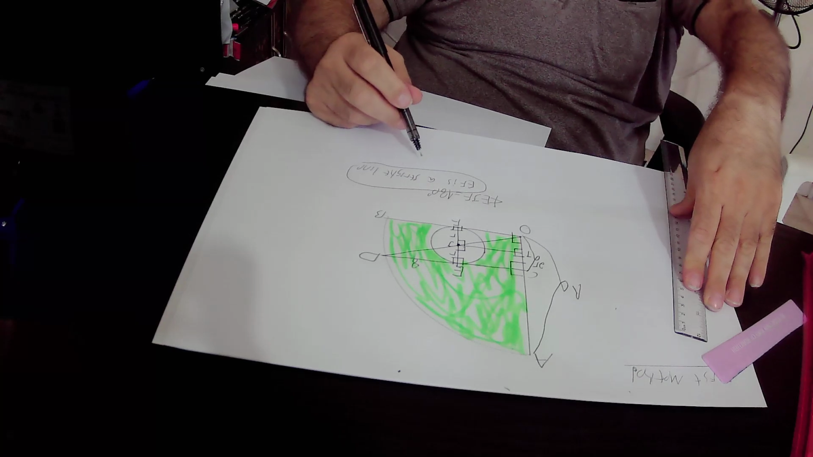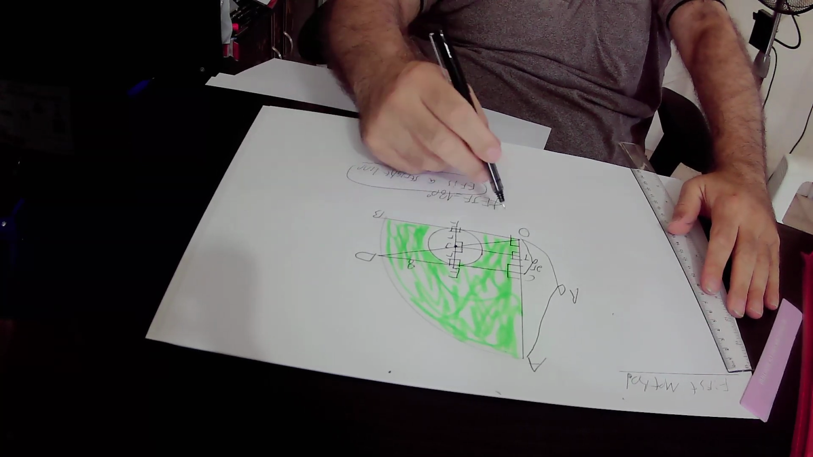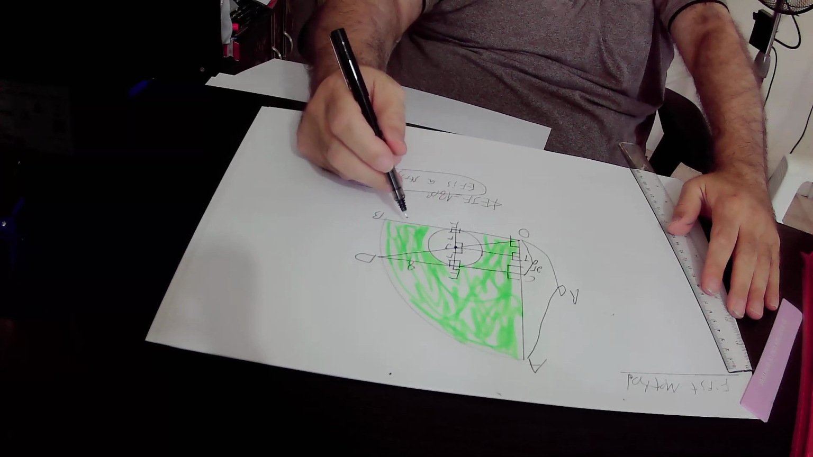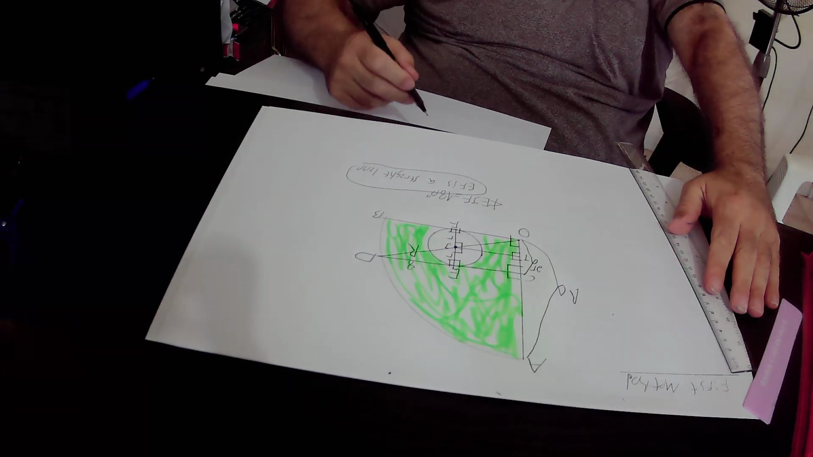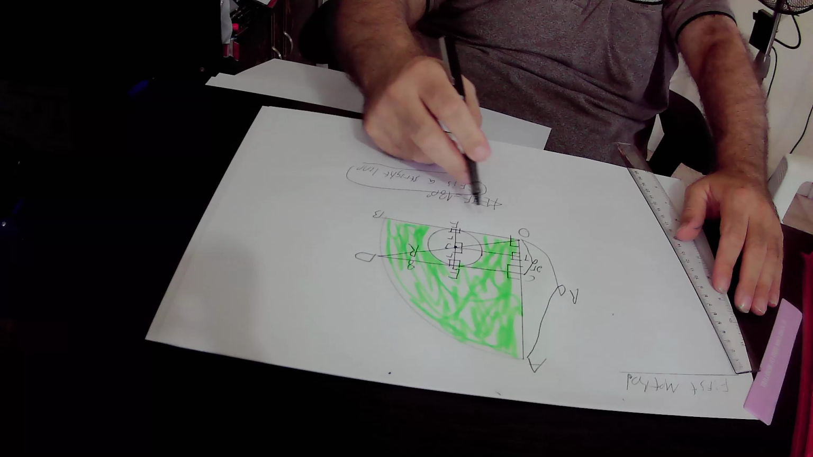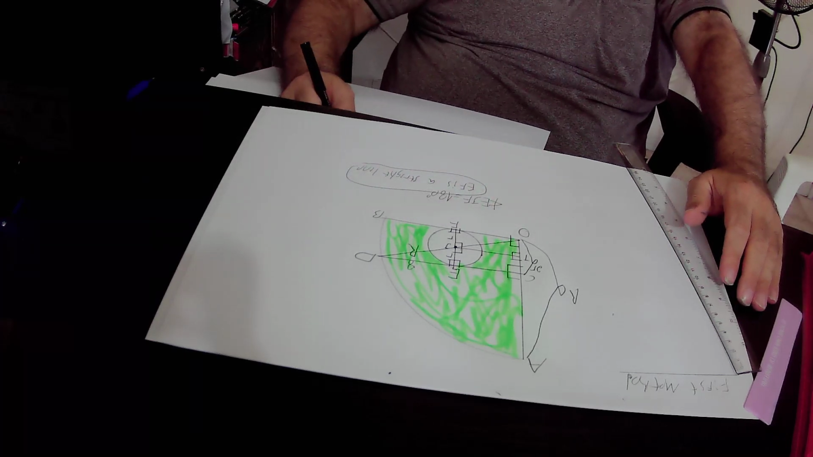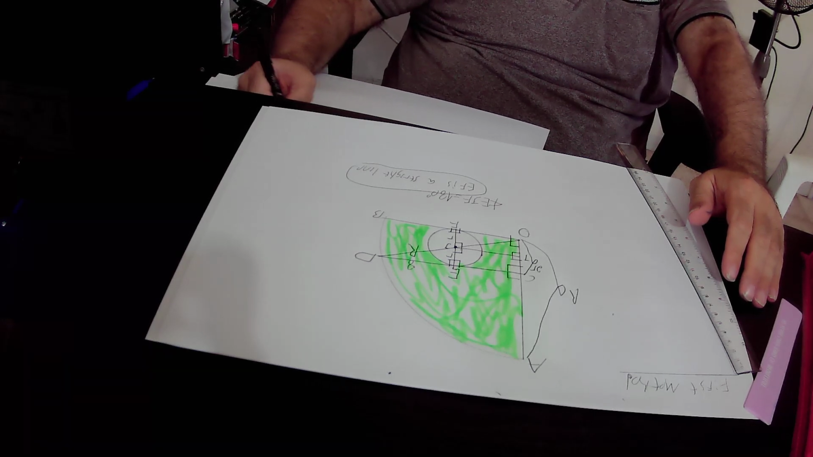Point O is the center of the quarter circle, point D is a point on the quarter circle itself, therefore OD is the radius of the quarter circle, that is equal to capital R. Now we will implement the Pythagoras theorem on the green right triangle, triangle ODC.